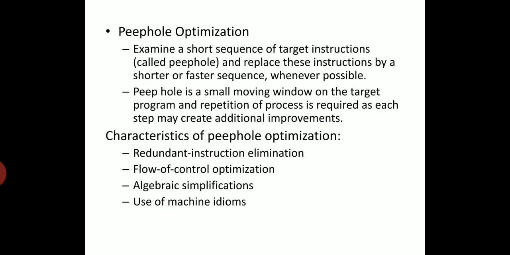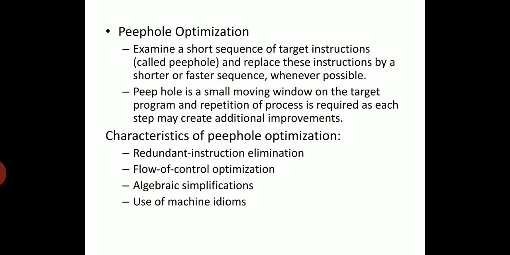Then another term is peephole optimization. Peephole optimization means we will observe a short sequence of target instructions through a peephole and replace that instruction sequence by a shorter or faster sequence whenever possible. That means a small set of statements will be observed through a peeping hole, and within that set of statements, if we can apply some transformation, we will apply it. Then again peep. Then further, if any transformation is possible, apply it. Continue till we can apply no more transformations over it.